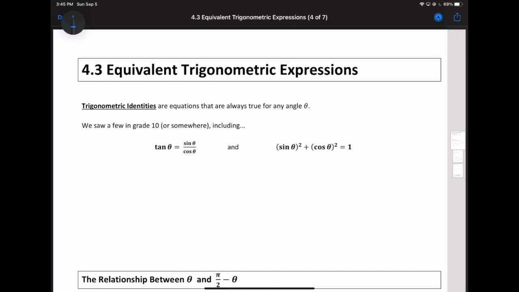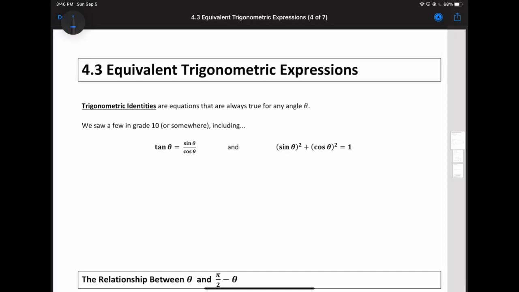A trig identity is just a mathematical statement that is true regardless of the input that you put in here. So what this is saying is that no matter what angle you plug in for theta, tan theta will be equal to sine theta over cos theta. And similarly, sine theta squared plus cos theta squared will always equal 1. Doesn't matter what angle you plug in. It can be a negative, a fraction, whatever. These will always be true.